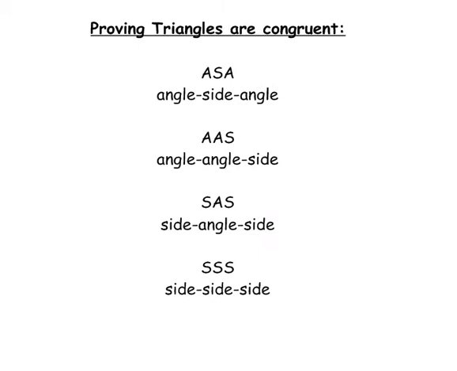So here are the four theorems that we use to prove triangles are congruent. Angle, side, angle, so the side needs to be in between the two angles. Angle, angle, side, so the side is not in between the two angles. Side, angle, side, and side, side, side.